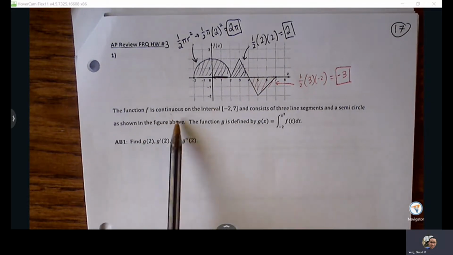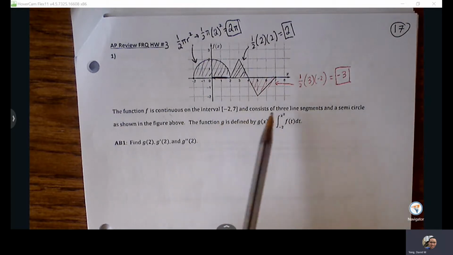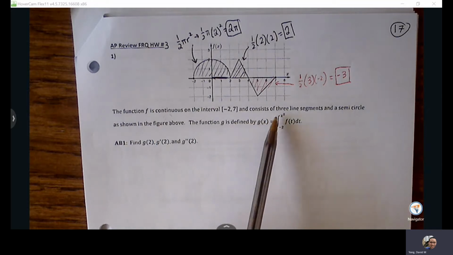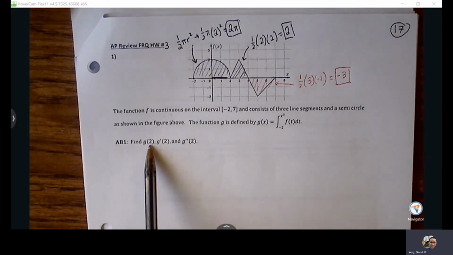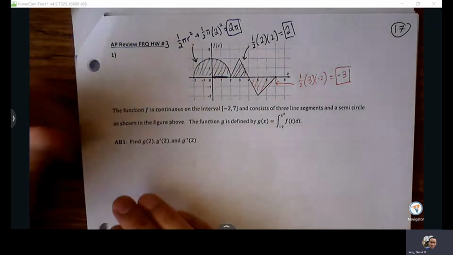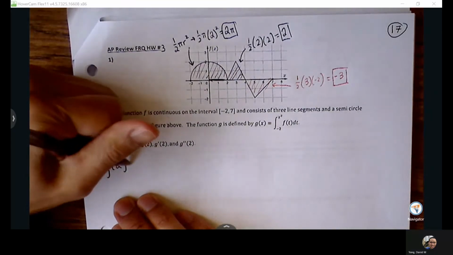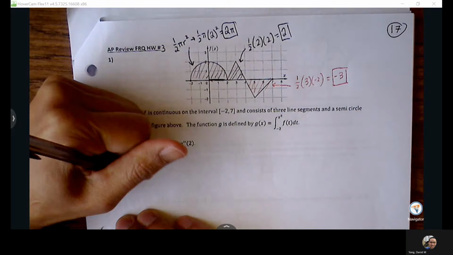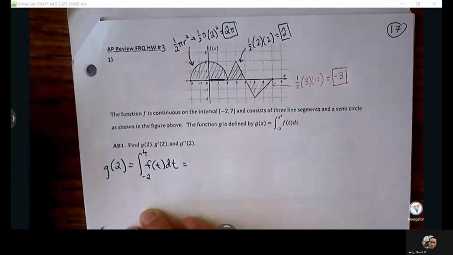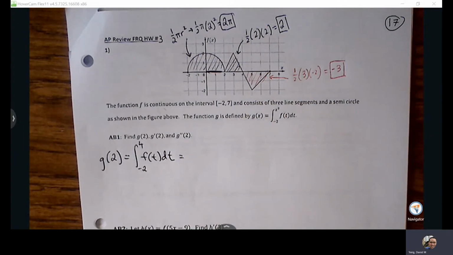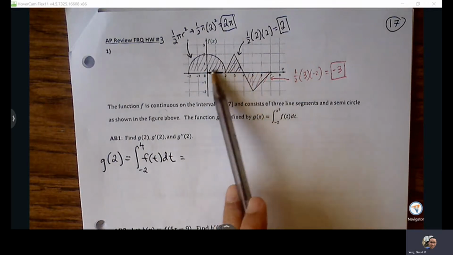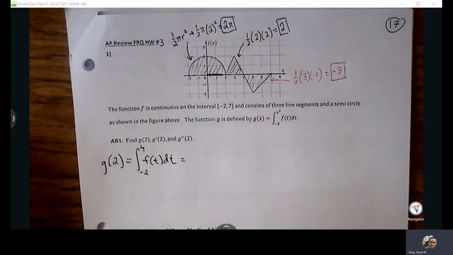Okay, so the function f is continuous on the closed interval from -2 to 7, consists of 3 line segments and a semicircle. The function g is defined as the definite integral from -2 to x squared of f of t dt. Find g of 2. We already have g of x, so we can just go ahead and make that insertion. -2 to 4, so that's the region of the semicircle and the triangle. They're both above the x-axis, so we can keep them both as positive.